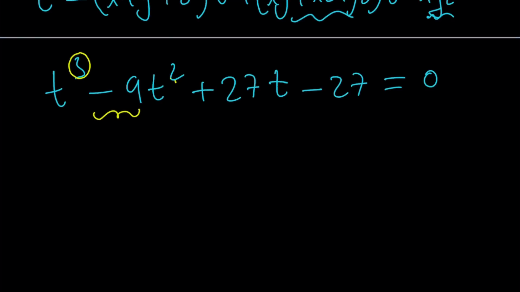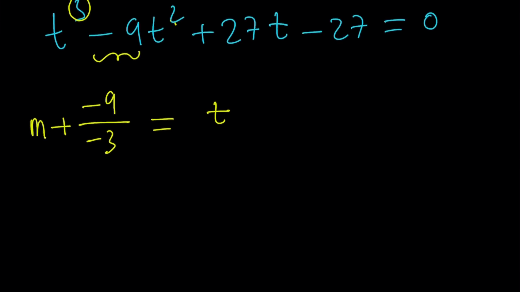Okay? So I'm going to go ahead and take the -9, divide by -3, and then add it to another variable. Besides x, y, z, how about m? M plus this. That's what I need to do, and this needs to equal t. So in other words, I need to replace t with m plus 3, because that will get rid of the quadratic term. Let's check it out.